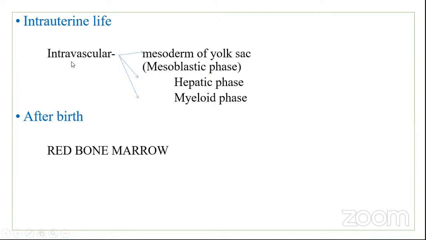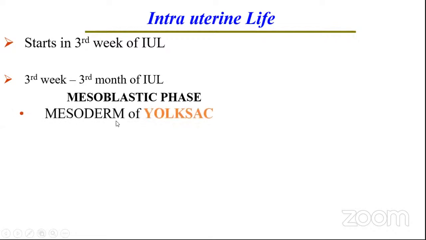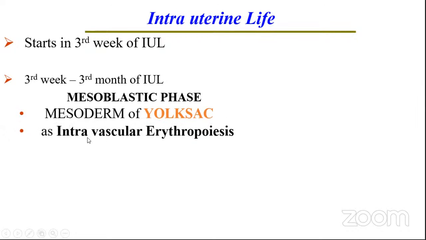So in intrauterine life, it is the mesoblastic stage, hepatic stage, and the medullary or myeloid phase. As I told, it starts as early as the 3rd week of intrauterine life and goes up to the 3rd month. That is the mesoblastic stage, where it is the mesoderm of the yolk sac. So it is also known as intravascular erythropoiesis.